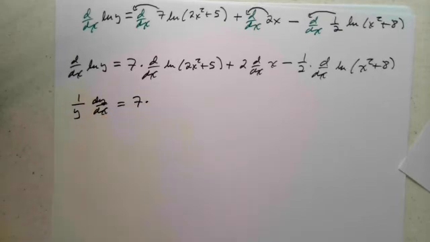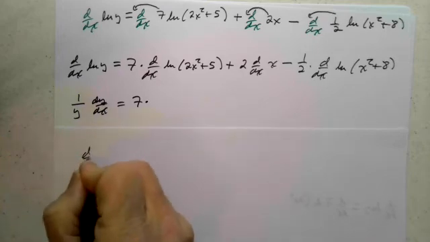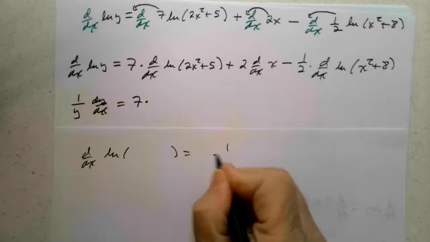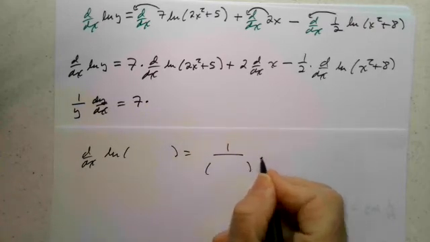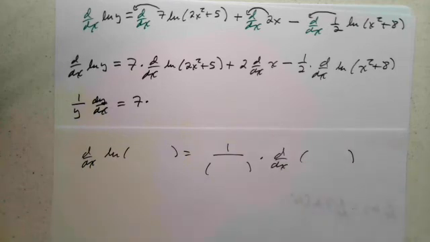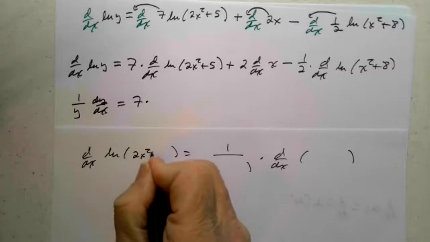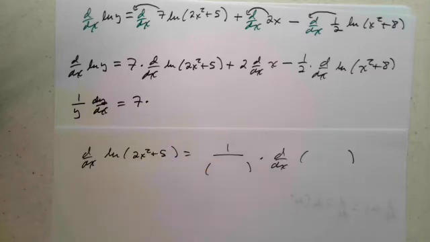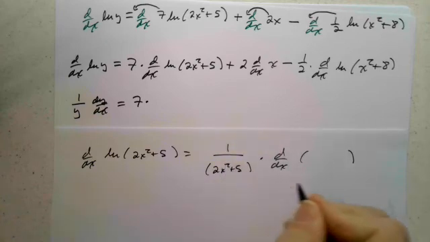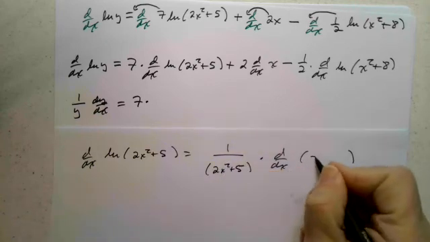Equals 7 times the derivative with respect to x of the natural log of 2x squared plus 5. Let's do that one. The derivative with respect to x of the log of something is 1 over the something times the derivative with respect to x of the something, the something being 2x squared plus 5. So the derivative of the log of 2x squared plus 5 is 1 over 2x squared plus 5 times the derivative with respect to x of 2x squared plus 5.